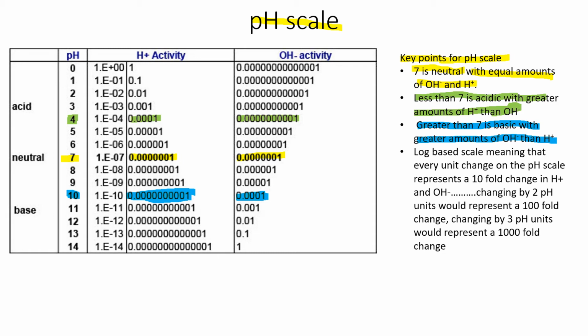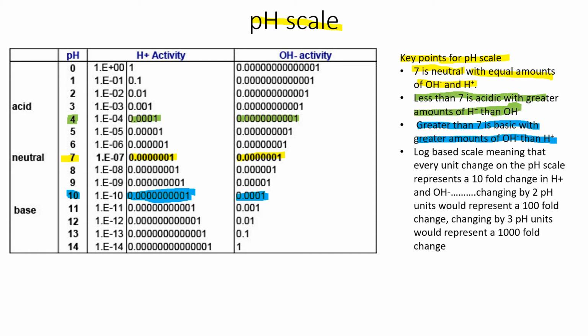But even on that basic end of the scale, there are still small amounts of H+ around. No matter the pH, you will always have some amounts of H+ and some OH-. It's just a matter of how much. If you're acidic, you're going to have much more H+ than OH-.